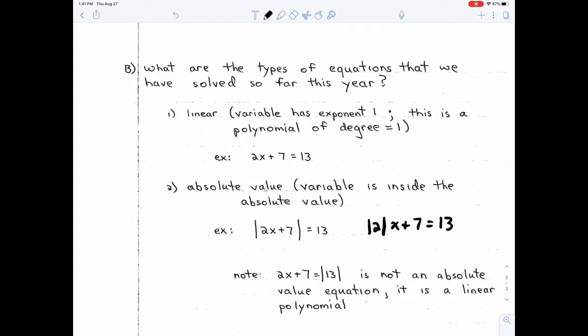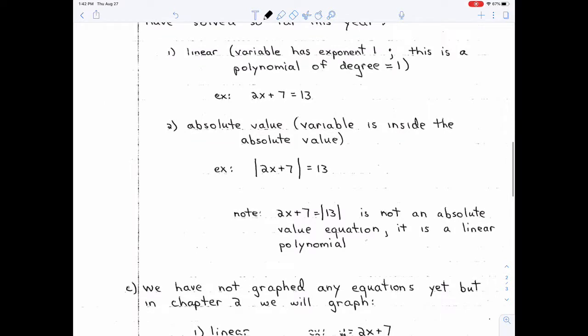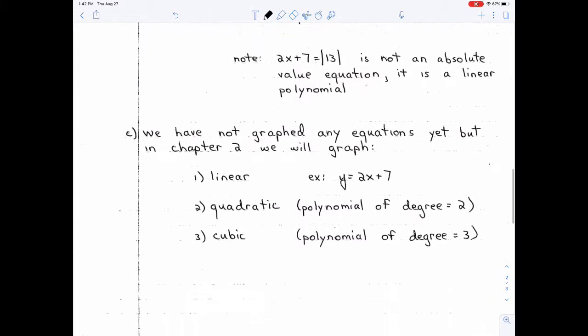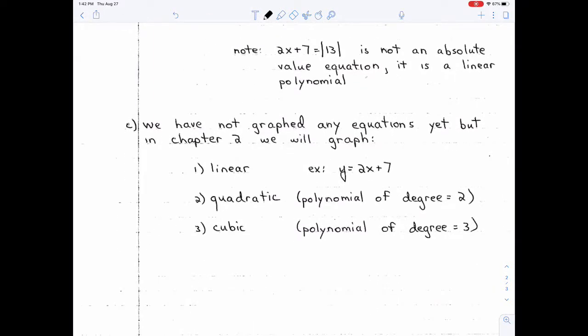Okay? So again, for the most part, I'm just trying to get across what makes a certain type of equation. Okay, so again, notice 2x plus 7 equals the absolute value of 13 is not an absolute value equation. Why? Because the variable's not in an absolute value. Okay, well, we've only solved equations. We've solved linear equations. We've solved absolute value equations. Okay, in chapter 2, we will graph equations.